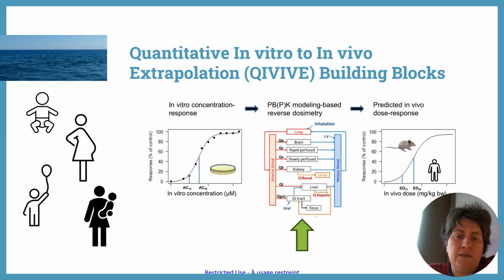So I see that we have 3 building blocks in the quantitative in vitro to in vivo extrapolation approach. We have the component of the in vitro concentration response. We have the PBK model that allows you to do reverse dosimetry, and we have the predicted in vivo dose response. For today, I will try to give you concepts of physiologically based kinetic models and how these can be used in this approach.